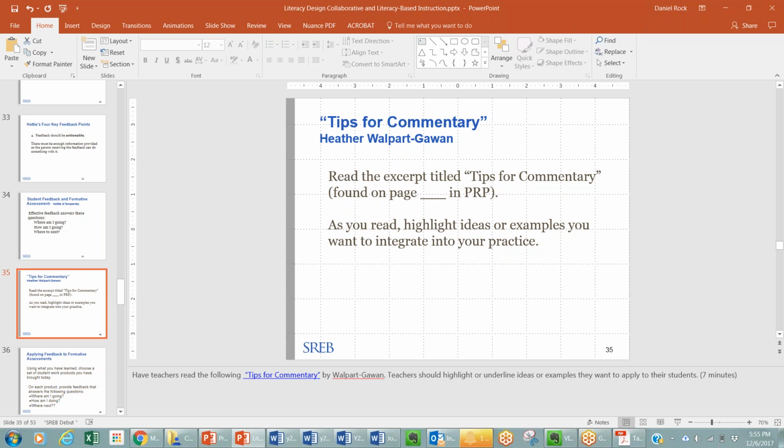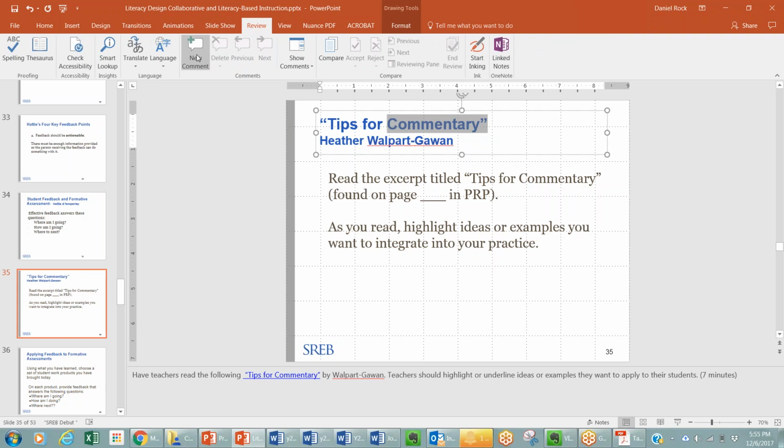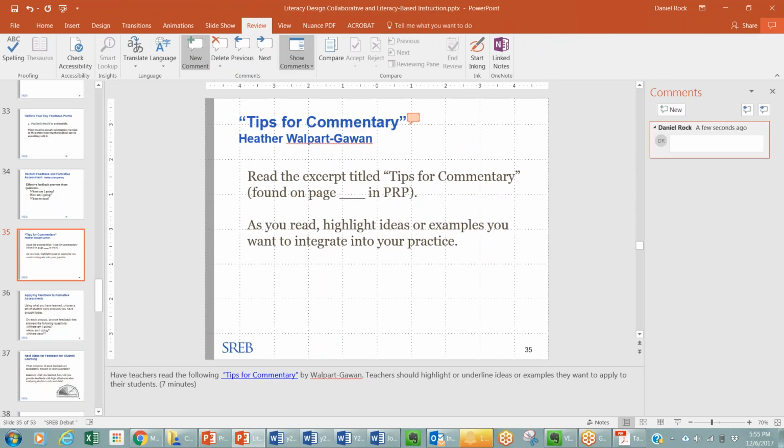It may be that you just include this as an article for them to read on their own, just as a reference. But it does make sense, and I'm going to put that as a note in here, that you're right. There needs to be a modeling of good feedback.